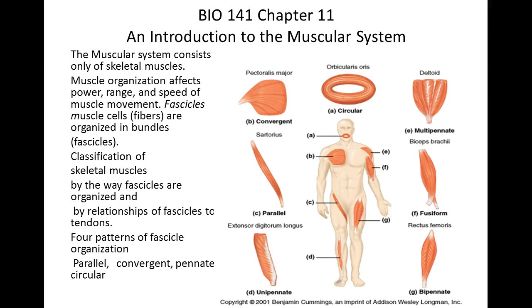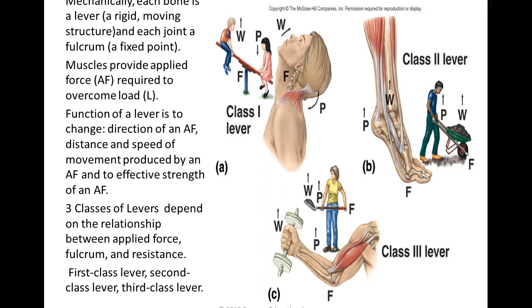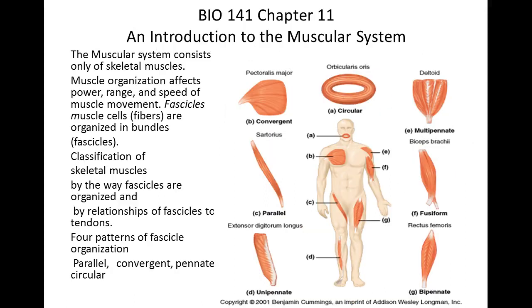So they're classified by the way the fascicles are organized and the relationship of the fascicles to tendons. So how the connective tissue that surrounds the muscle itself attaches to the tendon, and then also how the tendon attaches to the bone. Four basic patterns again: parallel, convergent, pennant, and circular. Let me go back. Sorry, I didn't mean to go forward because I didn't know if I had another picture. So I do want to talk a little bit about the different types.